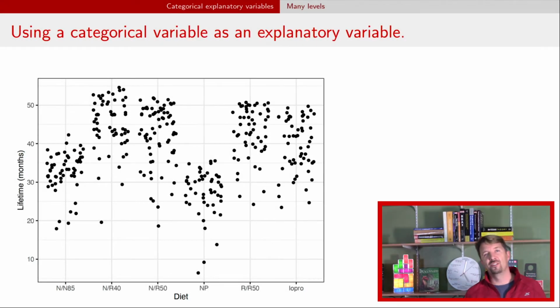Hi, I'm Dr. J, and this is a video about regression, and in particular, regression using categorical explanatory variables. In a previous video, hopefully linked right up here, we discussed categorical explanatory variables that only had two levels, and we noted how we could turn that into a simple linear regression model. In this video, we'll talk about categorical explanatory variables that have more than two levels and how you end up with a multiple regression model.